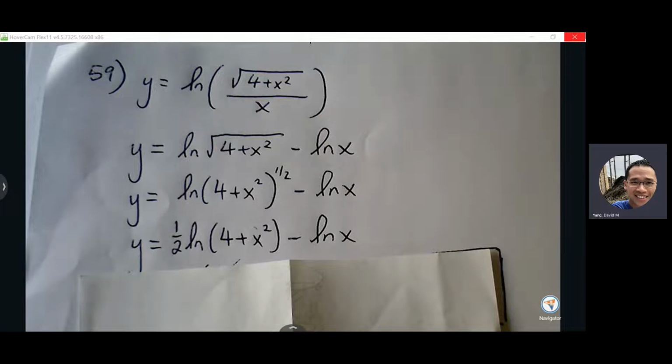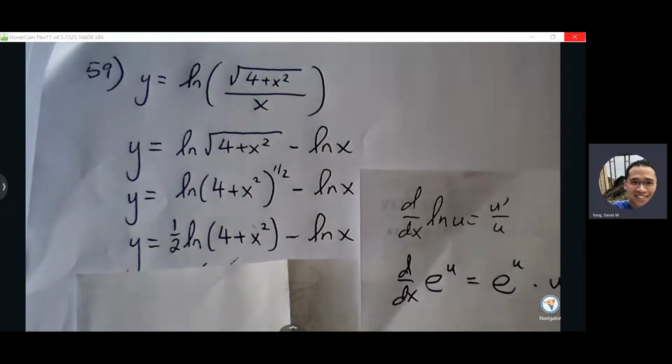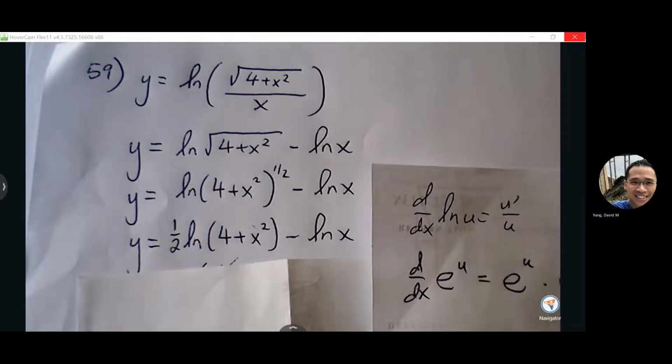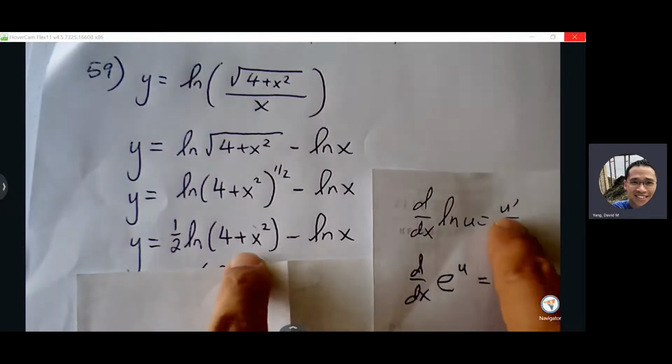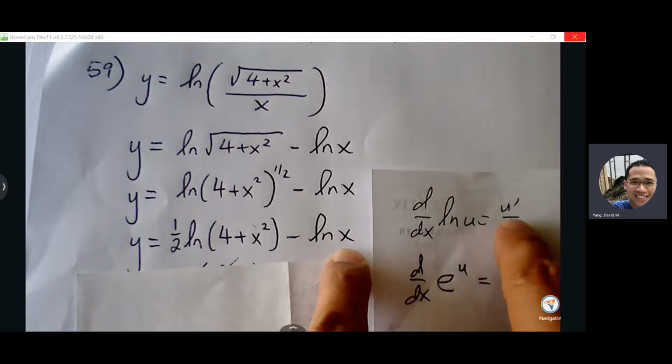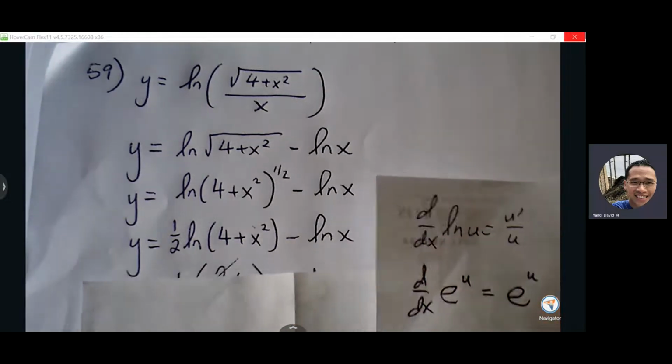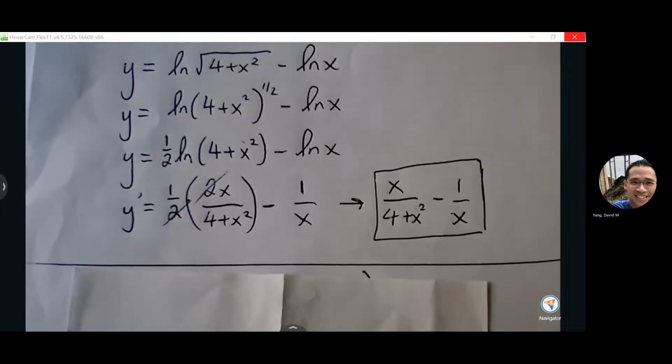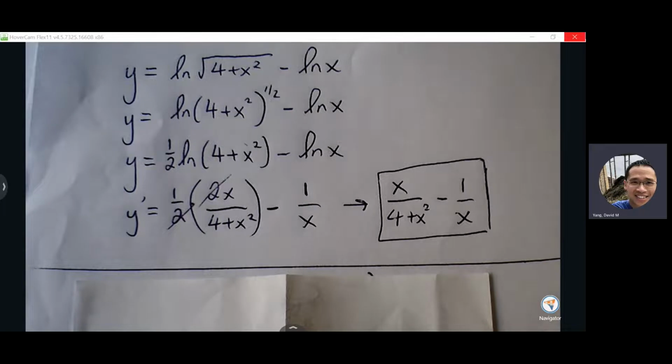So now we can apply our derivative rule, right? The derivative of natural log is u prime over u. So the 1/2 stays. And what's our u prime going to be? 2x, yep, the derivative of my parentheses, divided by 4 plus x squared. And then the second term here, natural log of x becomes 1 over x, yeah. Do a little bit of cleanup. The 1/2 and the 2 can reduce. And we don't have to find common denominators. Here's our y prime.